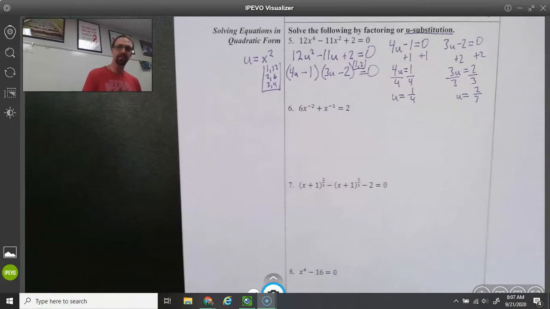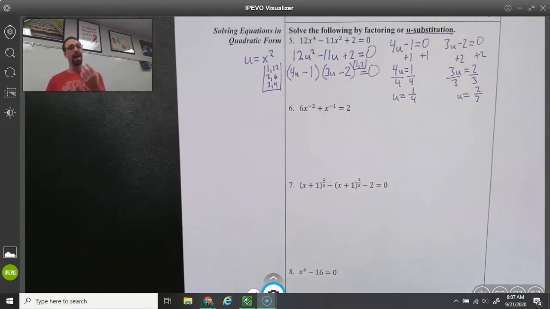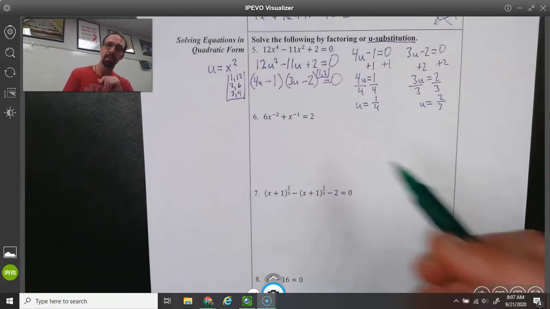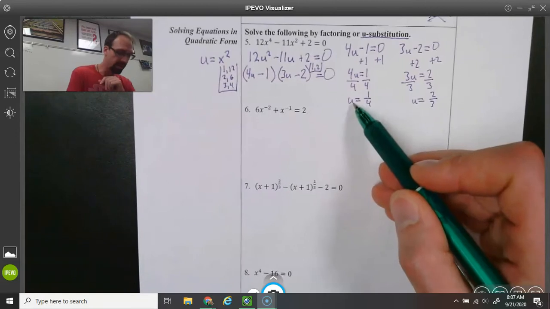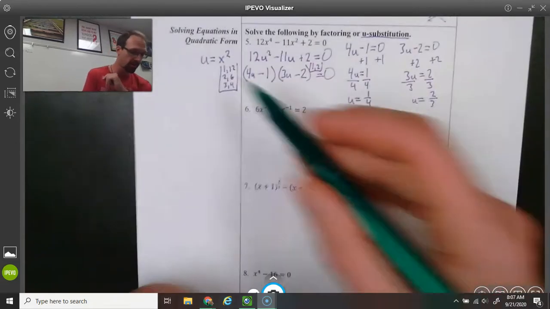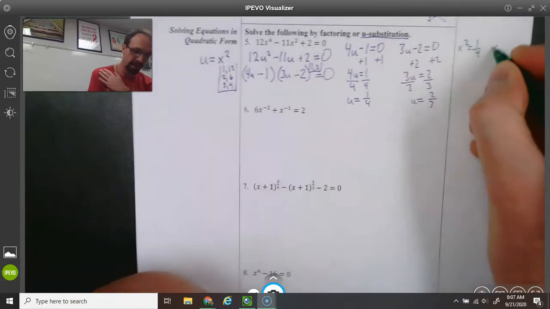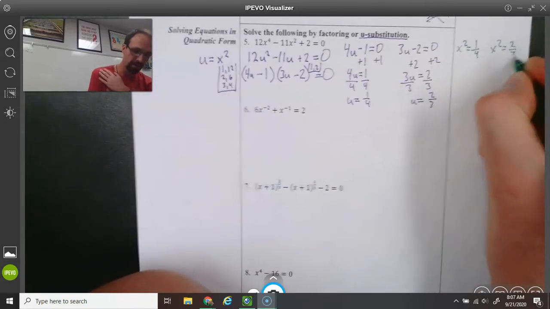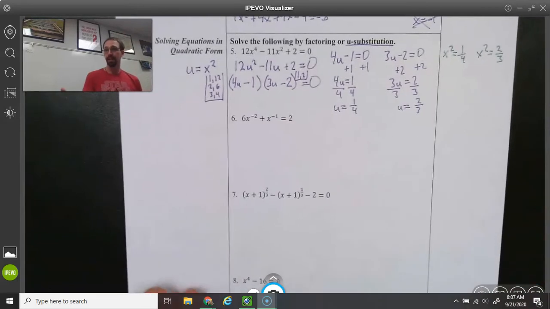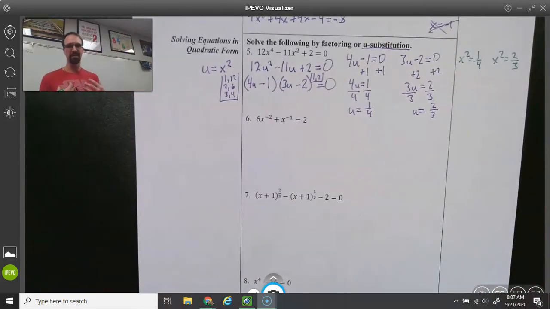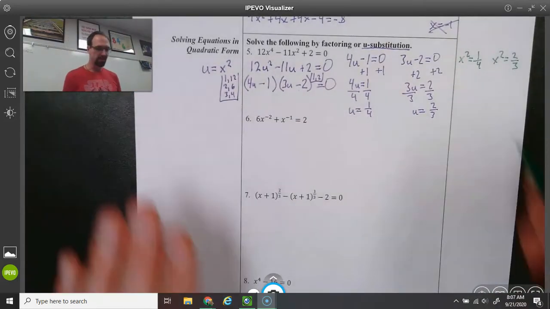Okay. A lot of students want to stop here. Remember, we didn't find what x equals, we found what u equals. We said that u is x squared. So at this point, we're going to take this idea of u and say, okay, well now we're going to have x squared equaling 1/4, and x squared equaling 2/3. Now, if I want to get rid of an x squared and simplify it down to just an x, I need to take the square root of both sides.